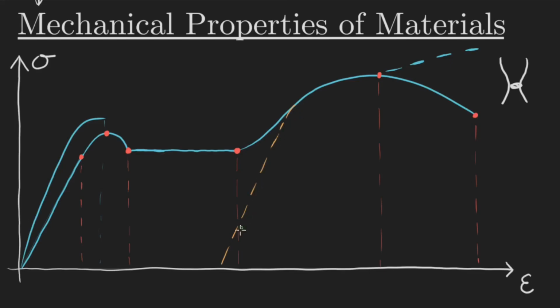Now this orange line right here is something called strain hardening. The idea is that if I take my material and I load it all the way into this region right here, and then I unload it, it's going to go all the way down to zero stress in a line that's parallel to this linear region right here.